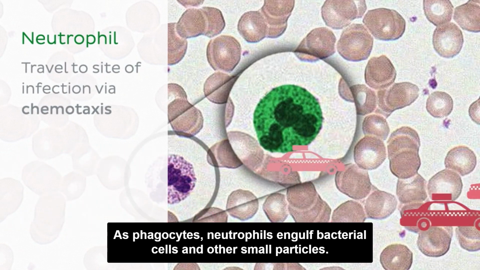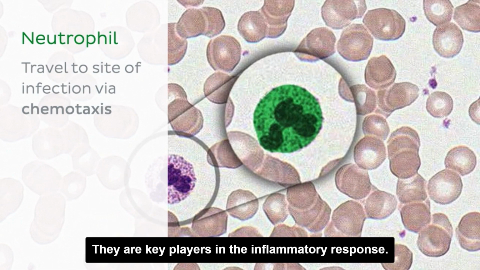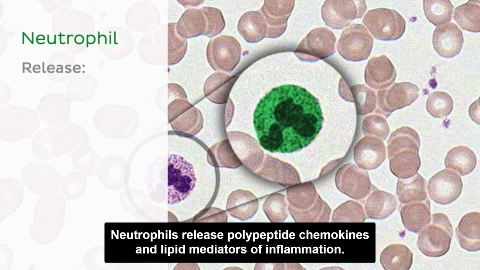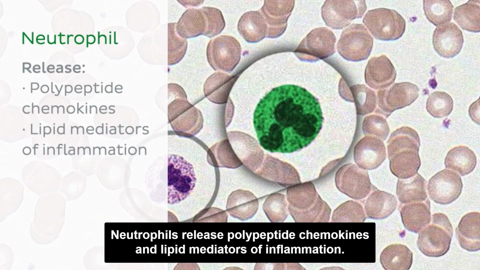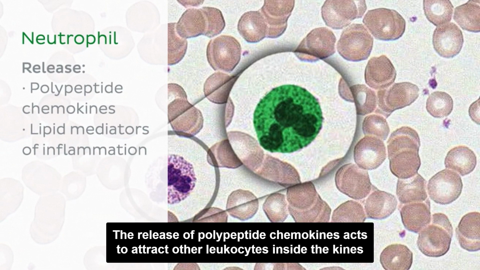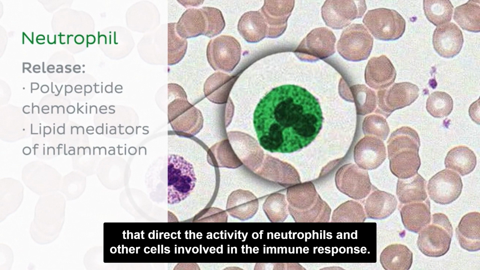As phagocytes, neutrophils engulf bacterial cells and other small particles. They are key players in the inflammatory response. Neutrophils release polypeptide chemokines and lipid mediators of inflammation. The release of polypeptide chemokines acts to attract other leukocytes and cytokines that direct the activity of neutrophils and other cells involved in the immune response.